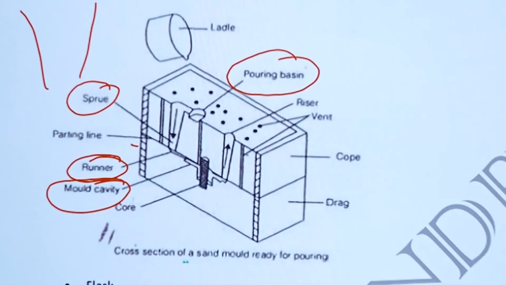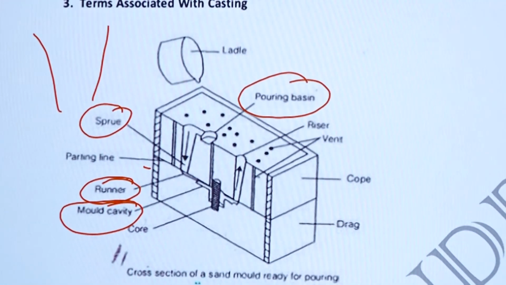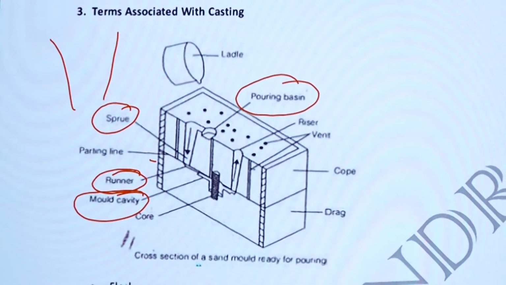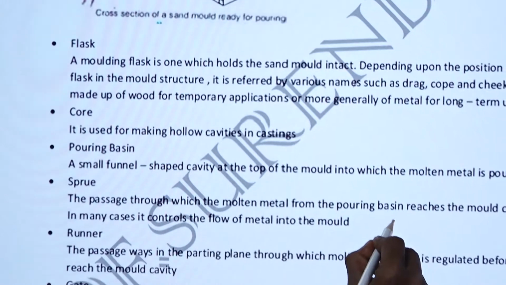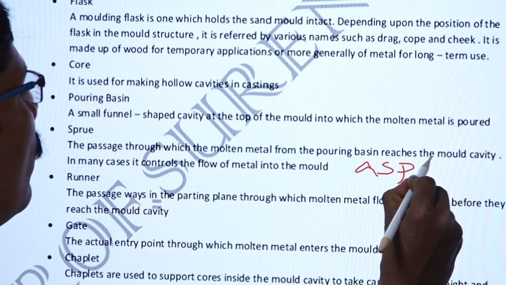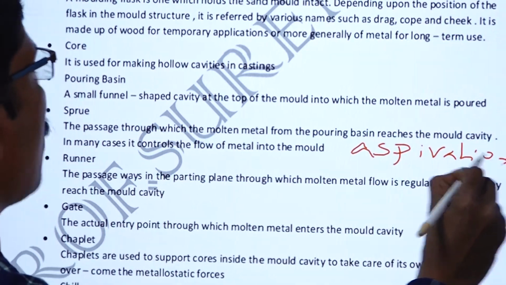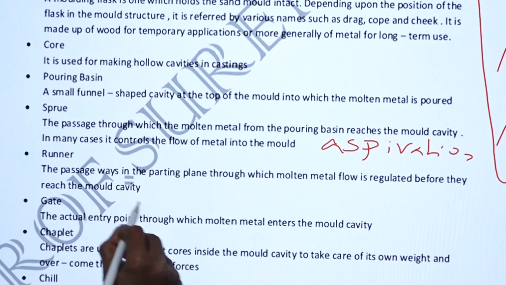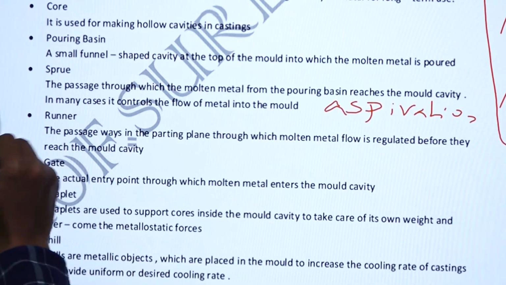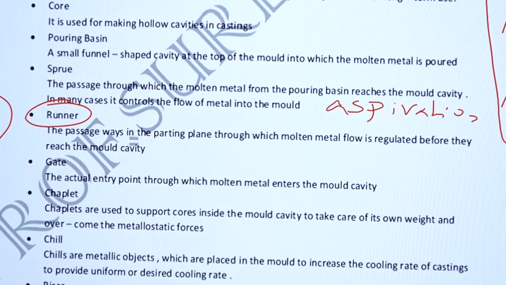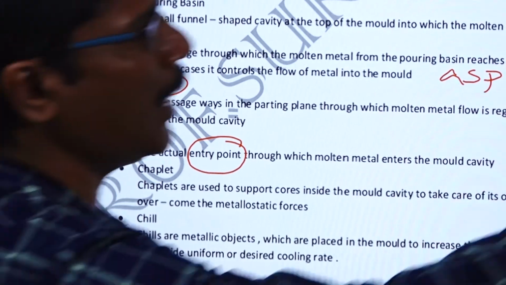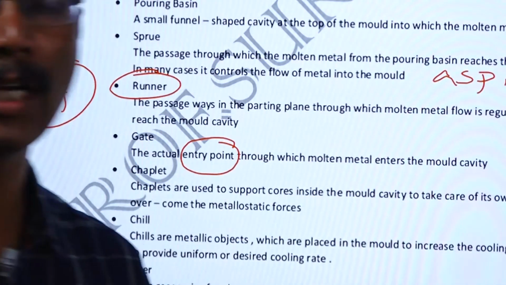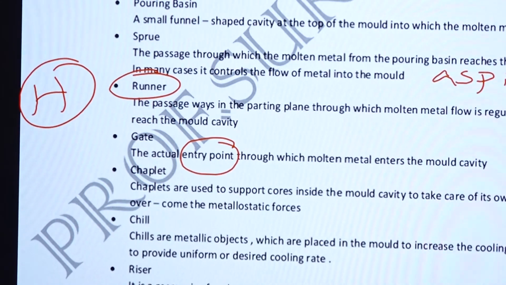The pouring basin acts as a reservoir. Sprue is always in the form of a conical shape to avoid the aspiration effect, because when it is not conical, air may enter. Runner is the horizontal passage. Gate is the entry point. This is the entry point where the metal gets into the mold.